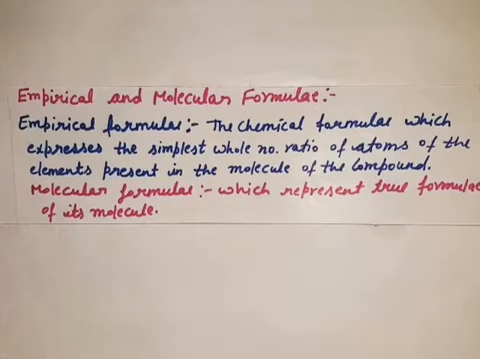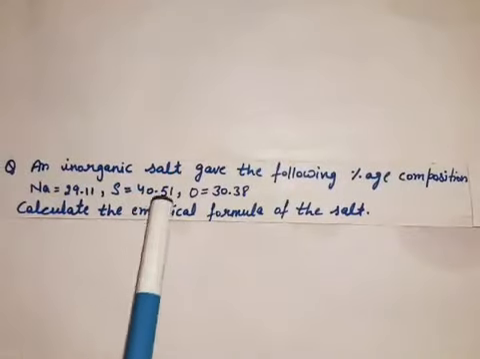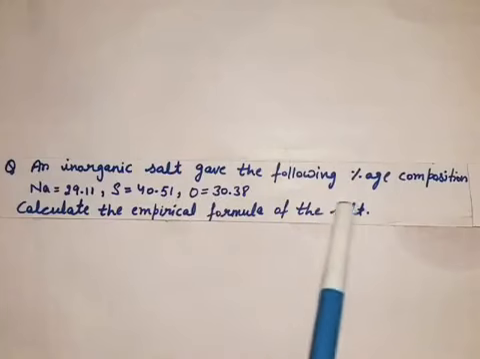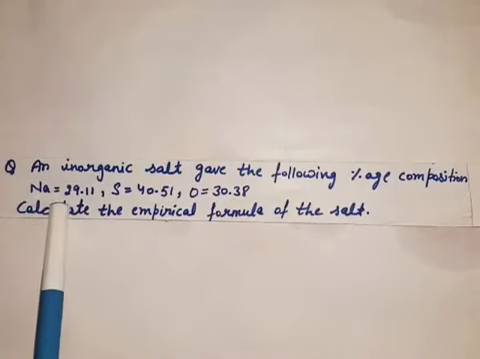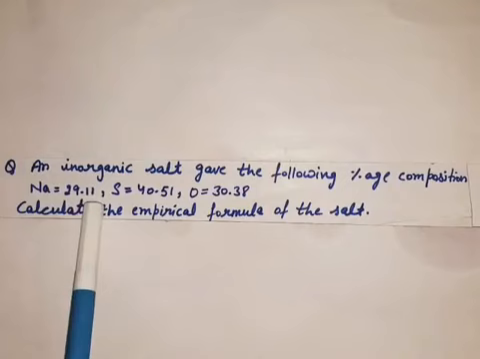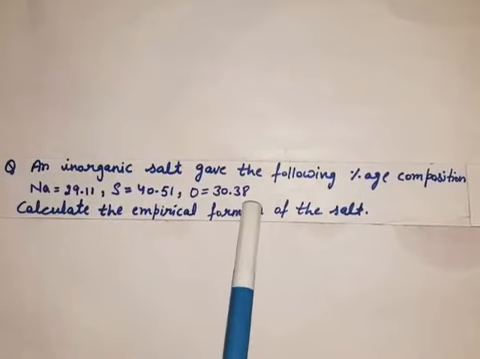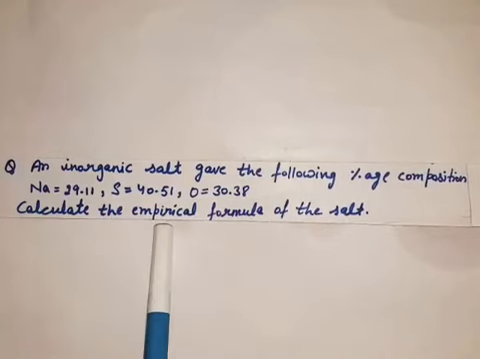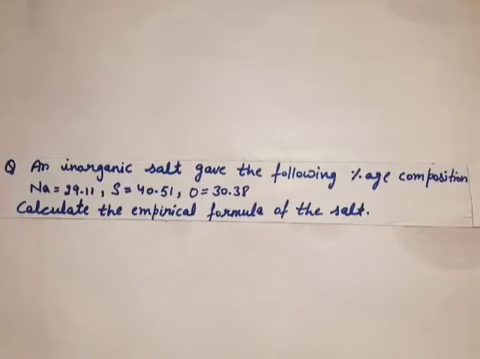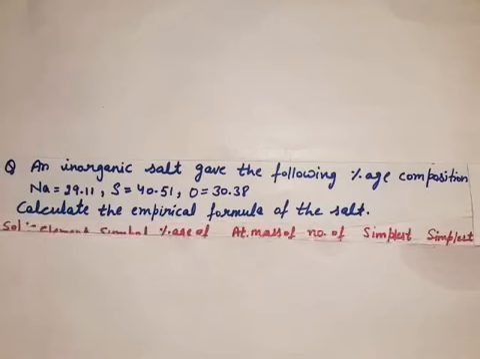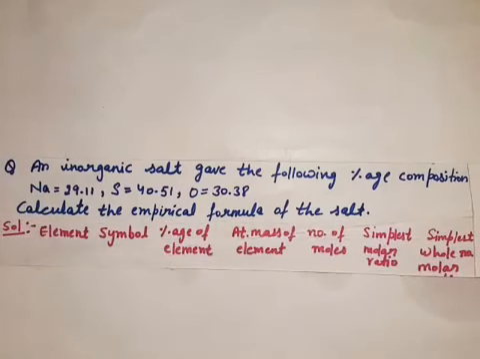Now we will understand empirical and molecular formula with the help of an example. An inorganic salt gave the following percentage composition: sodium is equal to 29.11%, sulfur 40.51%, oxygen 30.38%. Calculate the empirical formula of the salt. To solve this question, first of all we have to make a table, because it will be easy to solve this question if we make a table.